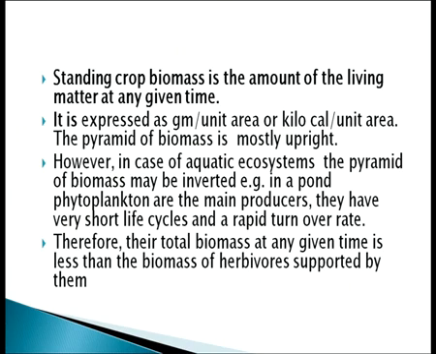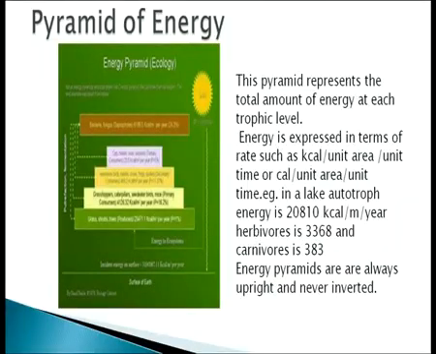However, in some cases such as aquatic ecosystems, the pyramid of biomass may be inverted. For example, in a pond ecosystem, the phytoplanktons are the main producers. They have a very short life cycle and a very high turnover rate. Therefore, the total biomass at any given time is always less than the total biomass of the herbivores which are supported by them. This figure is showing the pyramid of energy at each trophic level.